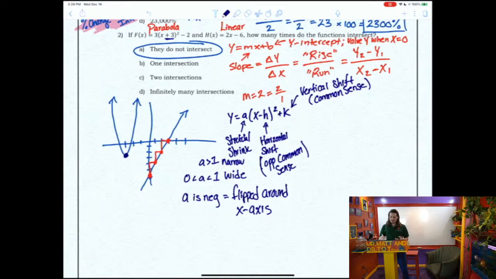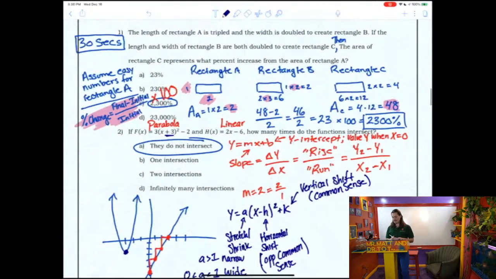If you examine these two functions together, you'll see that f of x, the parabola, starts above the linear function and increases rather dramatically. The linear function is off to the right and continues that way. So these functions are never going to intersect. So the answer to number 1 was C, and the answer to number 2 was A.